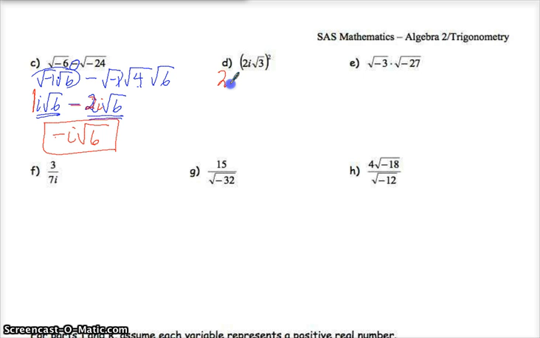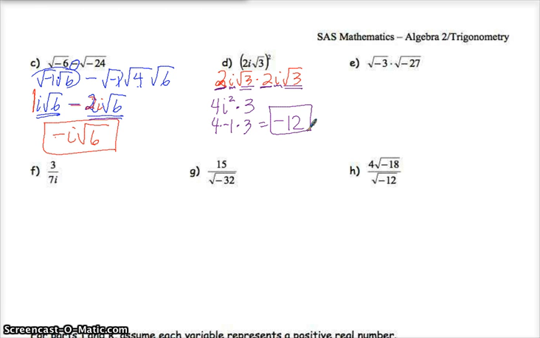Okay, how about letter D? 2I root 3, that quantity squared. I think it's going to be best if you write it out twice. 2 times 2 is 4, I times I is I squared, and root 3 times root 3 is just itself, or square root of 9. Right, so root 3 times root 3 is root 9, but the square root of 9 is 3. So we have 4 times I squared times 3. Well, I squared is equal to -1. So this answer is equal to -12.